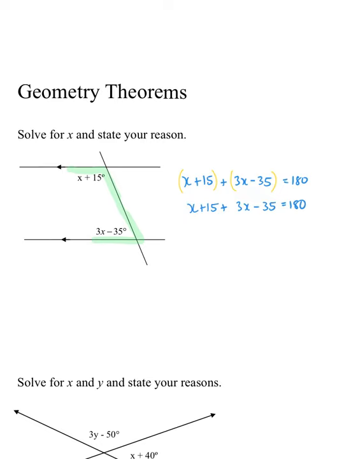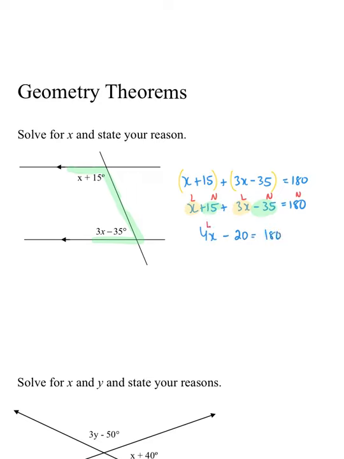So on the left side, we have letter, number, a letter, a number. On the right side, we have a number. As we have letters and numbers, or like terms, on the left side, I'm going to simplify them by collecting like terms. So I see that I have x, 1x, and 3x, which gives me 4x. And we also have positive 15 minus 35, which is negative 20.